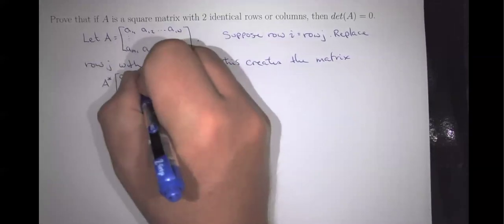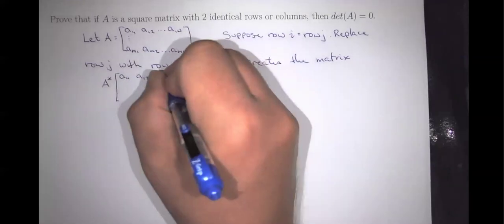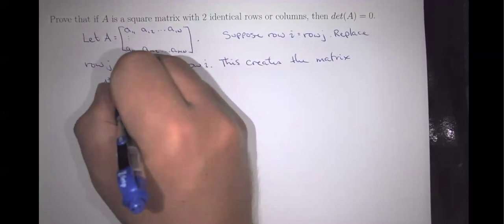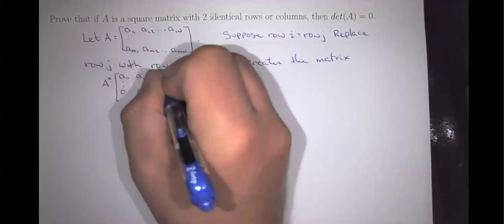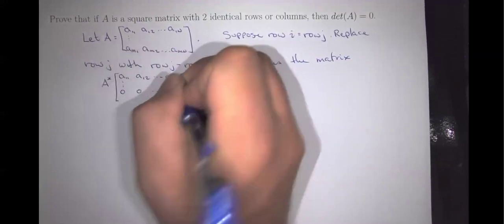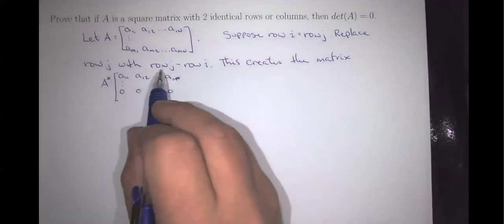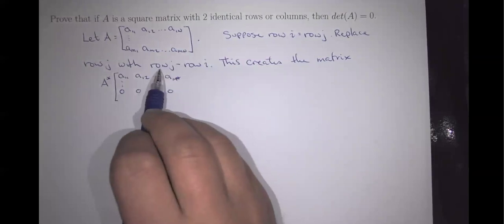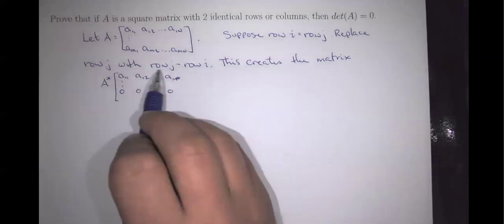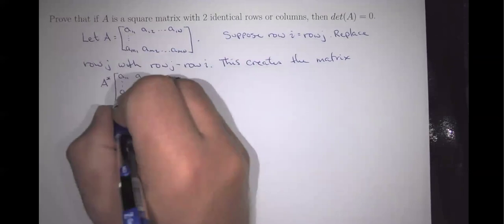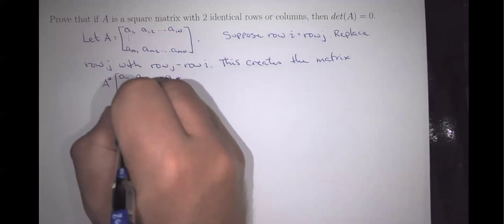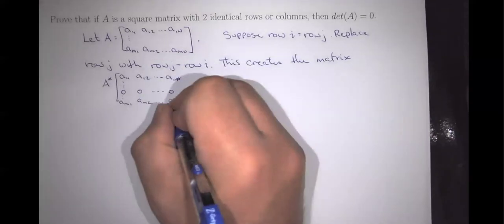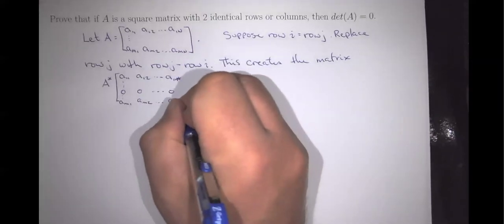A11, A12, A1n. So somewhere in here there's a row of zeros because the entries in row J are equal to the entries in row I, so row I minus row J gives me a row of zeros. So AM1, AM2, AMN.